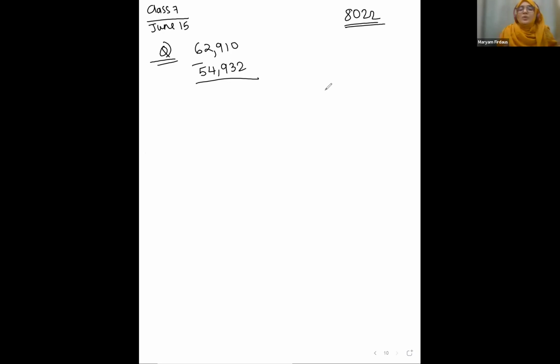Sami, do you know how do we check whether our subtraction is correct or wrong? How do we check it? Okay, Sami, tell me this. What is 10 minus 4?